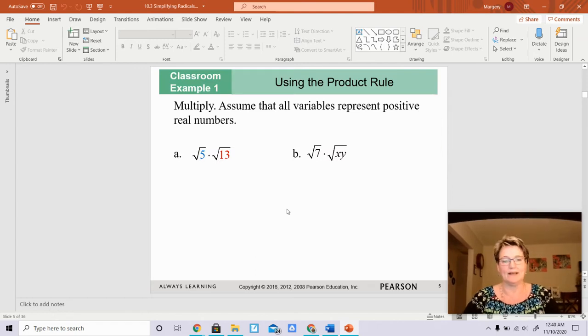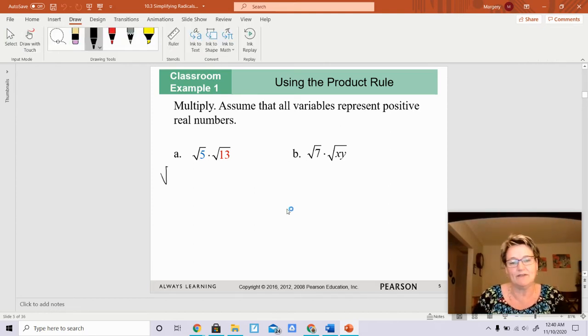So the first one, it's the square root of 5 times the square root of 13. What you're going to do is multiply 5 times 13. The square root of 5 times the square root of 13 is going to give you the square root of 65. If you're ever in doubt, just use a calculator. 5 times 13 is 65, right? And you guys, I don't think I can simplify the square root of 65. It would just be the square root of 65.